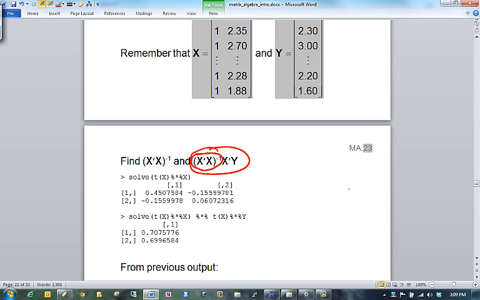So I take, again, the transpose of X times X first. Then the stuff that's inside this parentheses, the result, I do the inverse. And I take it times then the transpose of X times Y.